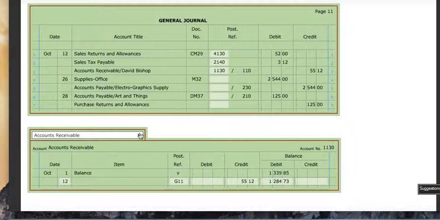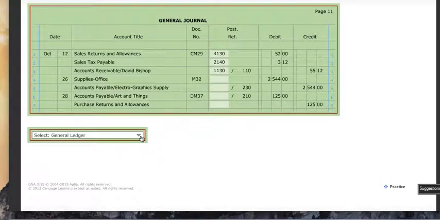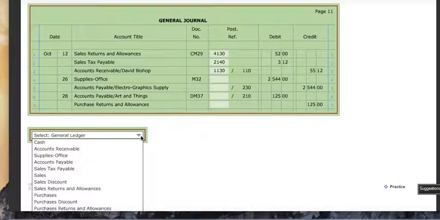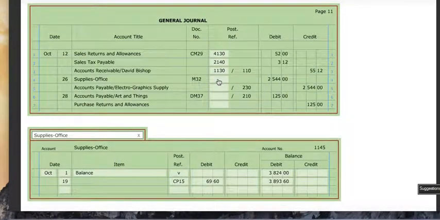Alright, next step we need to do, the directions tell me to post the October 26th General Journal entry to the appropriate general ledger accounts. So next one is supplies-office. So open up your supplies-office. And we have a debit of 2544. So my account number is 1145. Down here my date is the 26th. We're doing General Journal, page 11. Debit 2544. A debit plus a debit gives me a total of 6437.60.